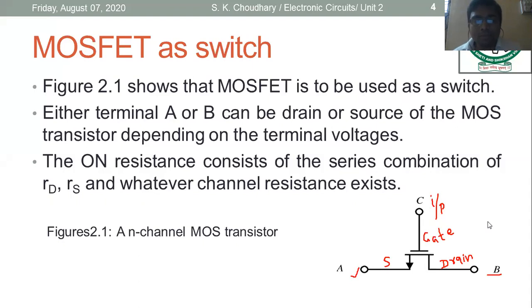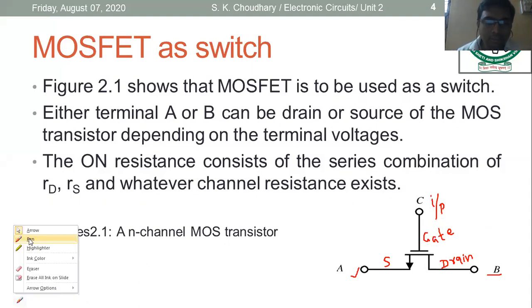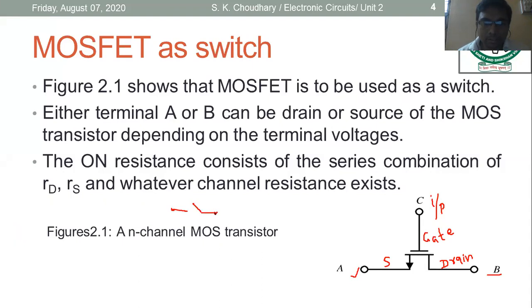A general switch would work in what? Two modes. A general switch basically works in two modes. If you remember the structure of the switch, it is like that. If you look at the general working of a switch, suppose there is a general switch having two terminals. Suppose A is the input and B is the output.